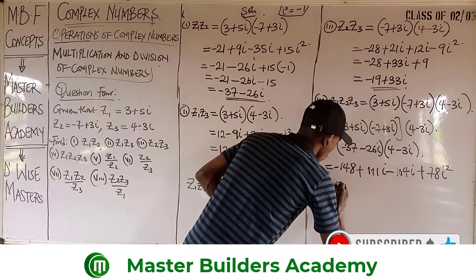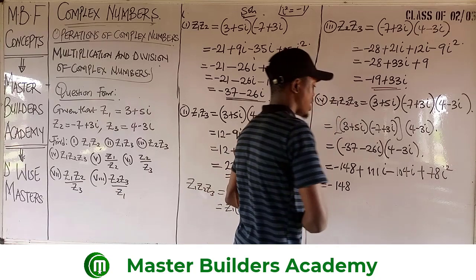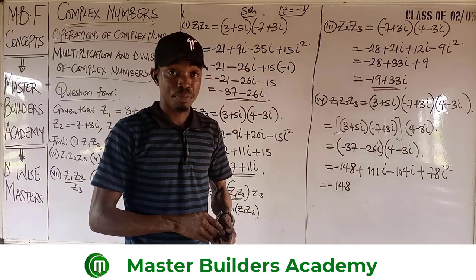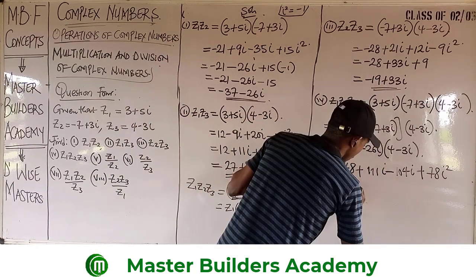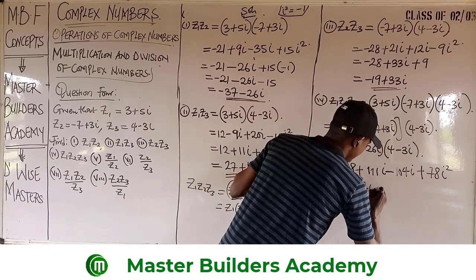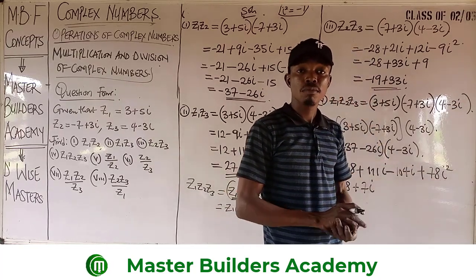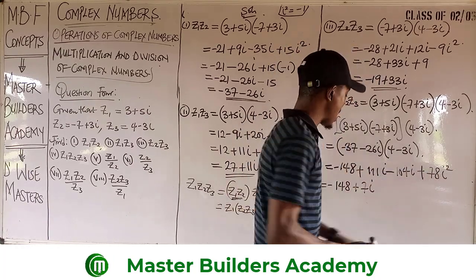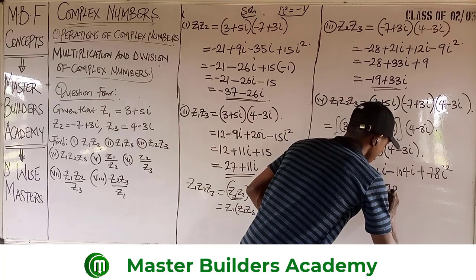So we have minus 148. 111 minus 104. 11 minus 4 would have given us 7. So that would have given us 7 plus 7i. And then remember that i squared is minus 1. So if I am removing this, I will turn this to minus. And then this will give us minus 78.